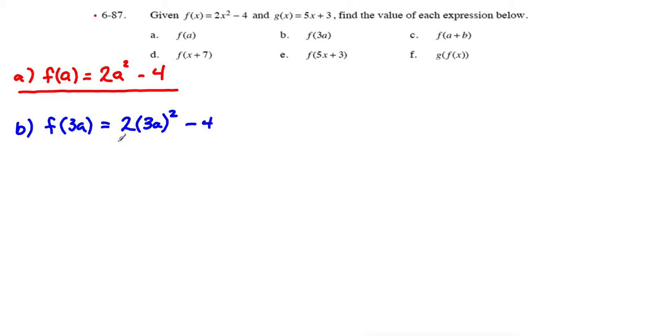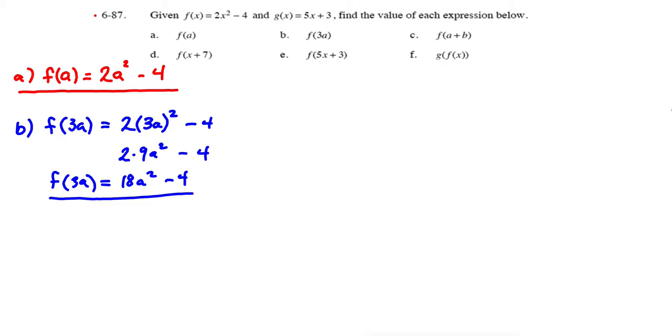Now, if we want to simplify this, we could say 3a squared is like saying 3a times 3a, which is 9a squared. So we've got 2 times 9a squared minus 4. And 2 times 9 gives us 18. So we're going to say 18a squared minus 4. That is our answer for B. F of 3a equals 18a squared minus 4.